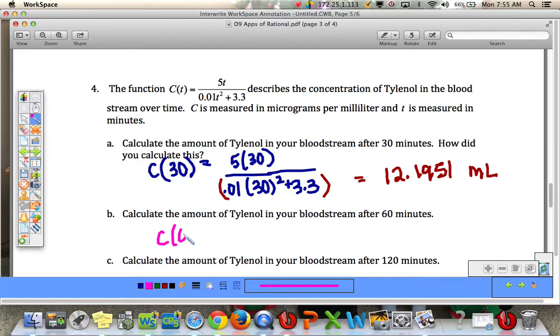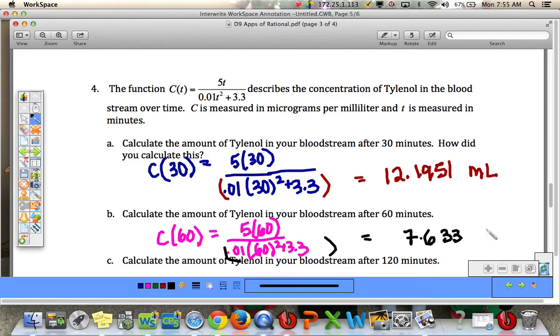So this is for 60 minutes. We have 5 times 60 over 0.01 times 60 squared plus 3.3. Again, I would put the bottom in parentheses here. And do you think the amount in your bloodstream is going to go up or down after 60 minutes? It actually goes down. It's about 7.6336 milliliters. I should put the wavy lines for about.